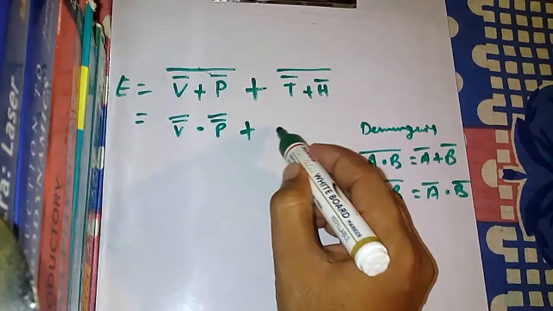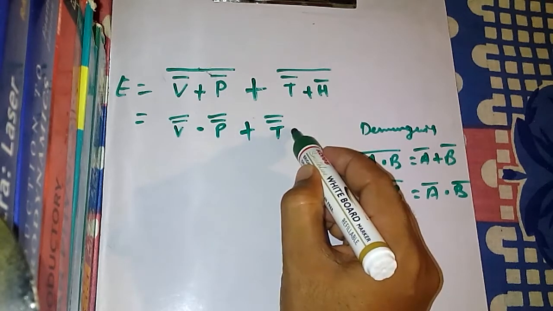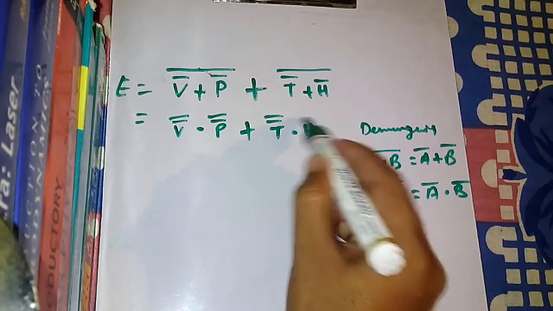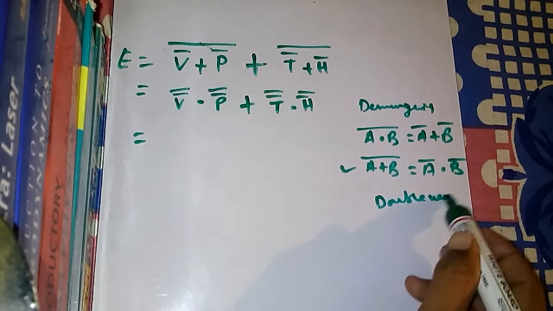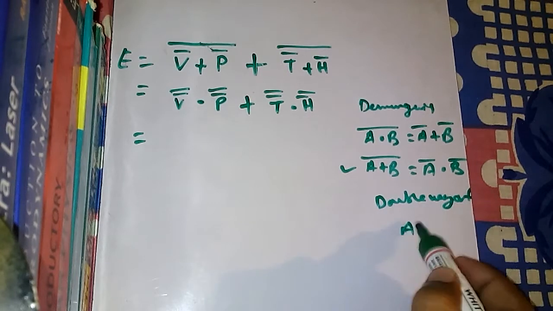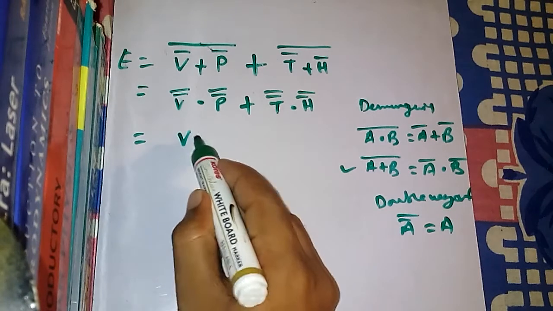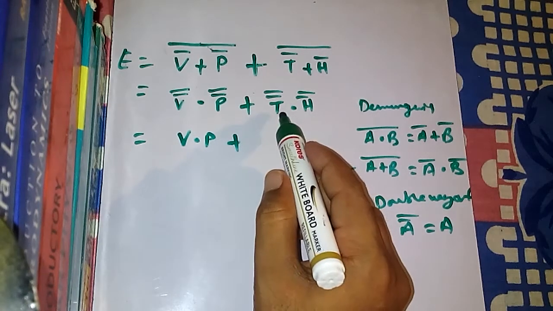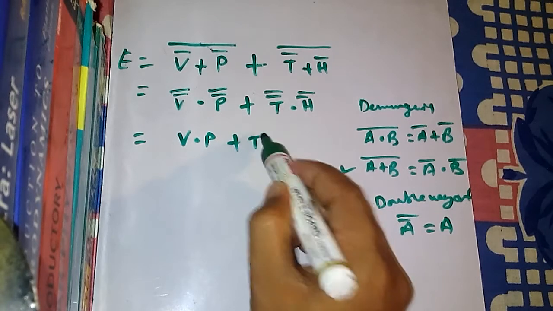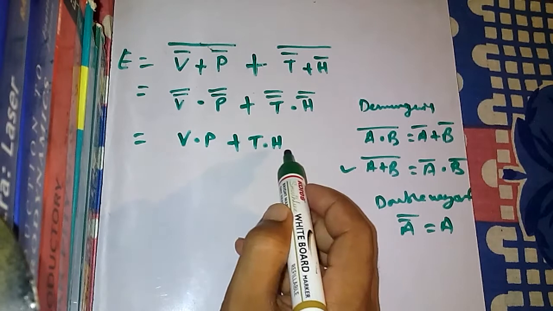And similarly on this, if we use it, we will have T double bar dot H double bar. And from the double negation law we know that if A double bar is there, it means it is A. That means V double bar is V, P double bar is P, plus T double bar is T and H double bar is H. So this is the more simplified Boolean expression we have.